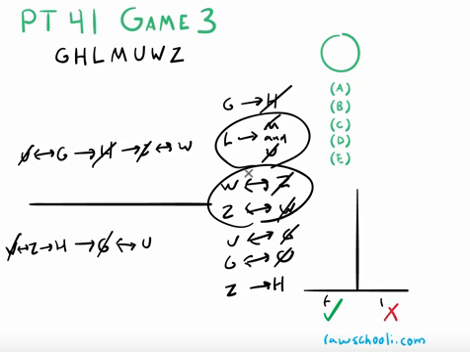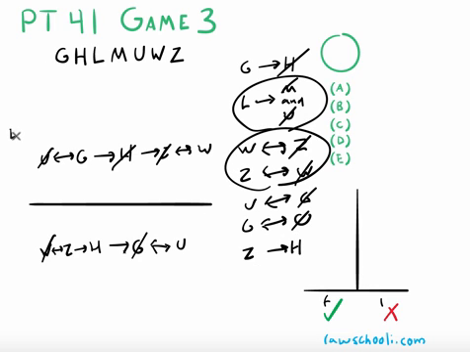I'm going to try and make a little more room here. L, then not M, and not U. And then the flip of that, the contrapositive, is going to be U or M, then not L. So now we've got everything taken care of.